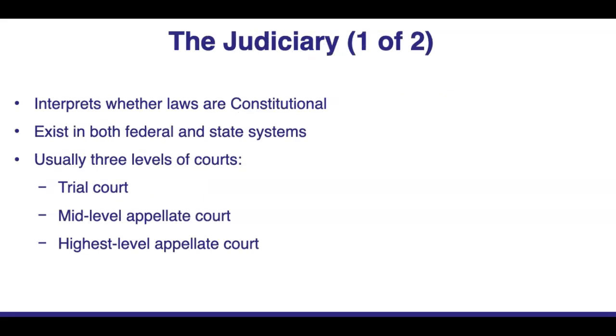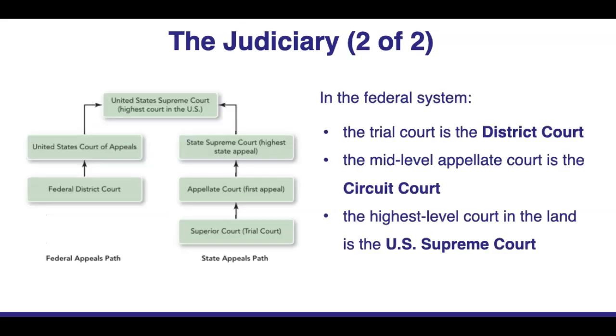All right, what's the judiciary, right? The judicial branch. It interprets whether laws that the Congress comes up with are constitutional, and it exists both in federal and state systems. So you have federal courts, and then you have state courts. And there are 3 different concepts on the court side. You have your trial court, your mid-level appellate court, and your highest level appellate court. And each state has that. And then, of course, on the federal side, the highest level appellate court would be the Supreme Court.